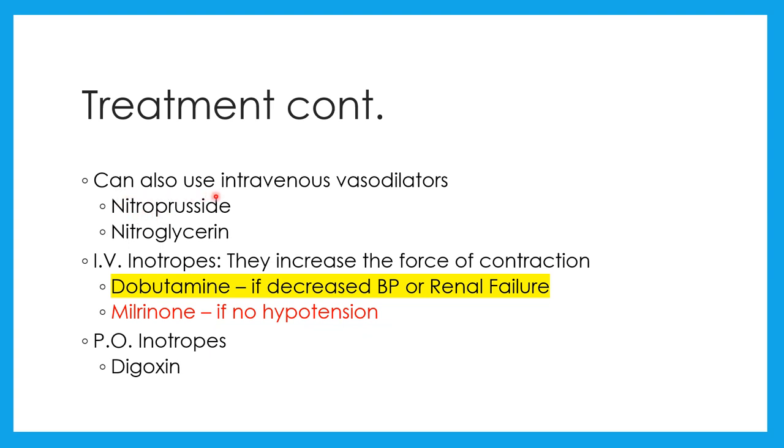We can also use intravenous vasodilators like nitroprusside or nitroglycerin. Intravenous inotropes can increase the force of contraction, for example, dobutamine, if we are dealing with decreased blood pressure or renal failure. If there is hypotension, we cannot use milrinone. But if there is no hypotension, we can use milrinone. And we can use oral inotropes like digoxin.